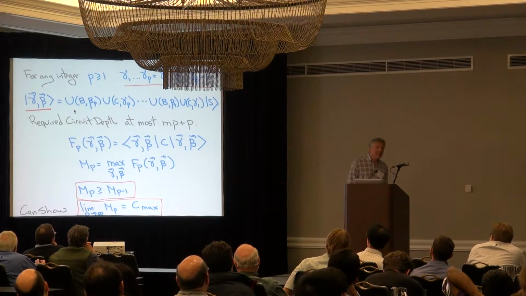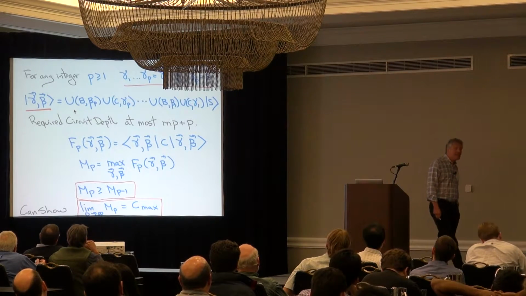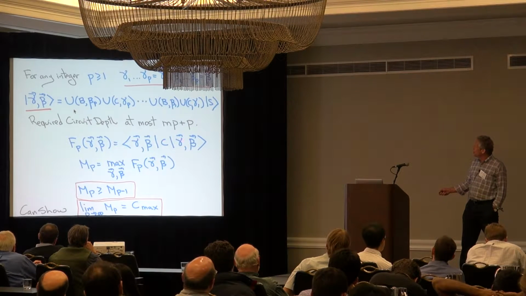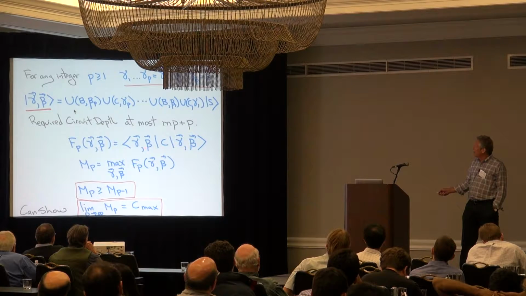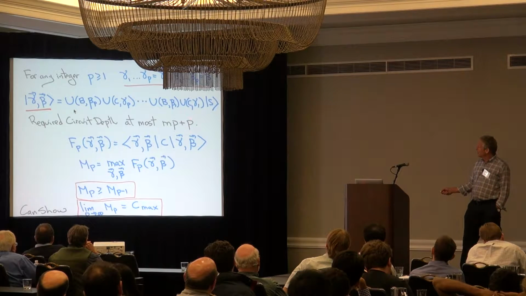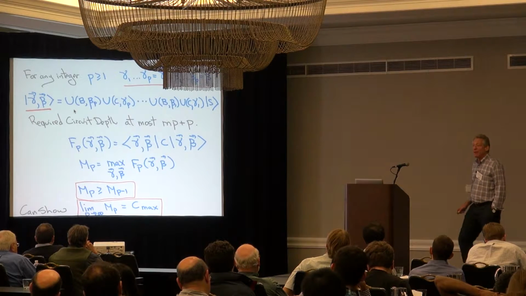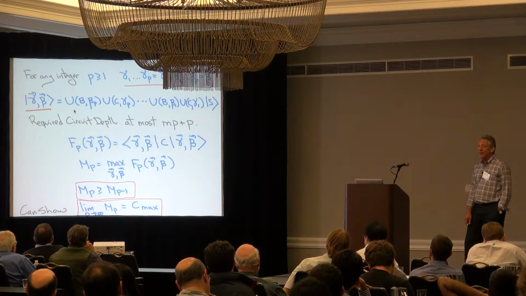Now, I would like to consider the quantum expectation of the cost function in the state gamma beta. So let's just consider this. All right? If there are any questions, please ask. Okay, we're good?